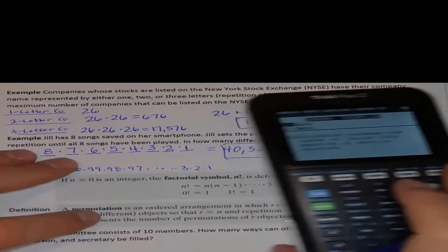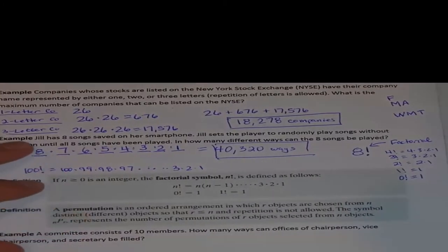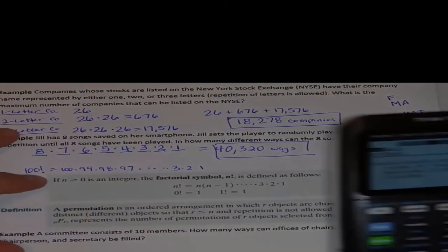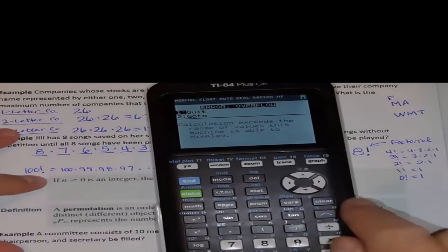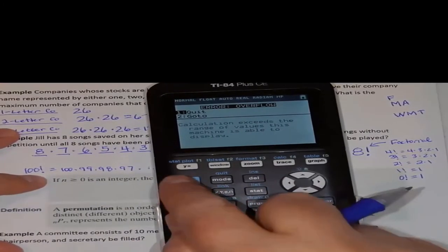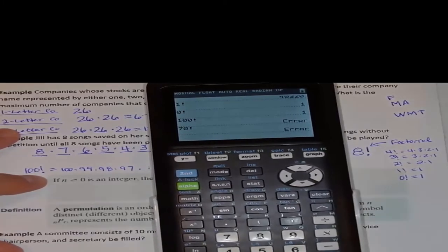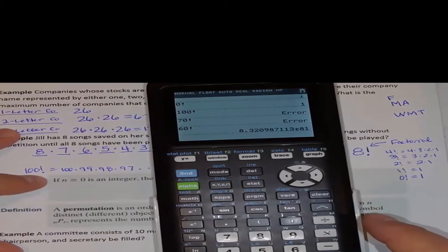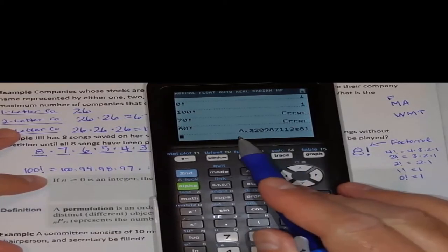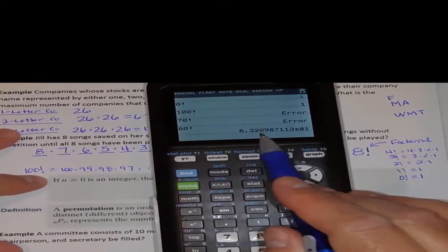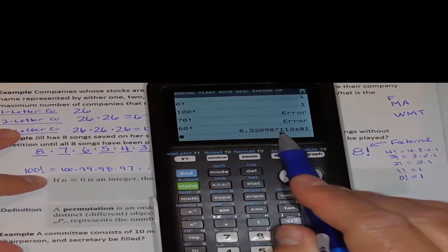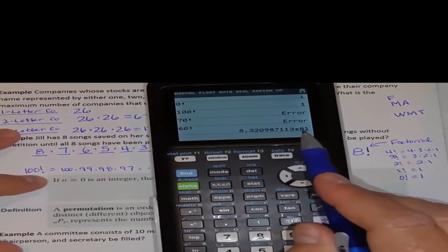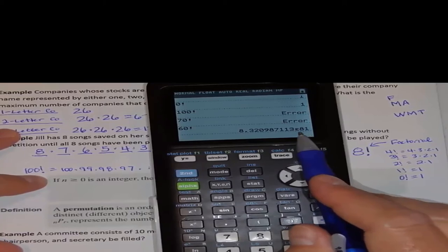But another point that I want to make that I'll point out even more later on, your calculator can handle some pretty big numbers. Like, for example, instead of 100 factorial, what if we did, say, 60 factorial? So 60 factorial, I get this, 8.3209871113 E81. What's the E81? What's that about? Well, that's scientific notation.